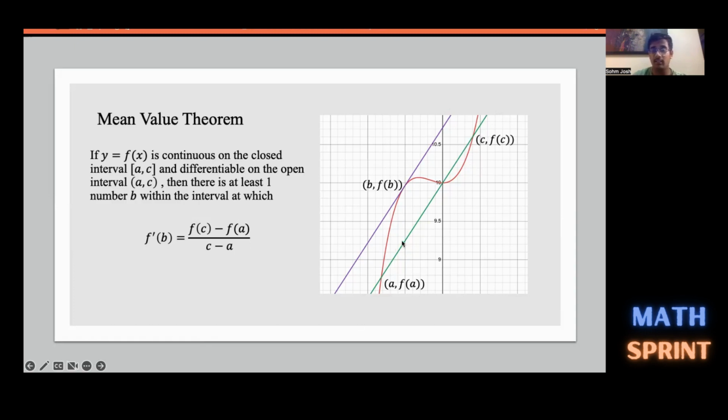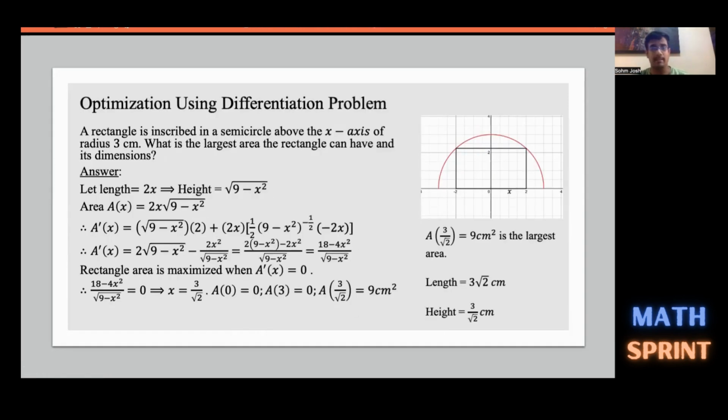So the mean value theorem is guaranteeing that there is at least one tangent such that its gradient is equal to the average rate of change. That's what it's saying. Now move on to optimization.